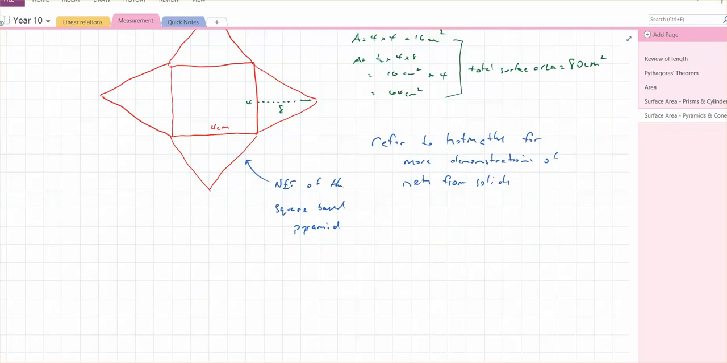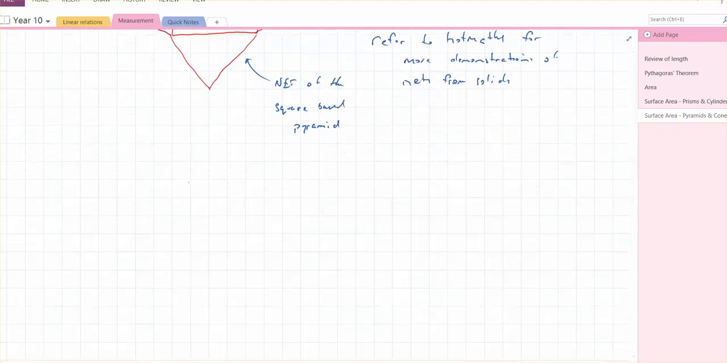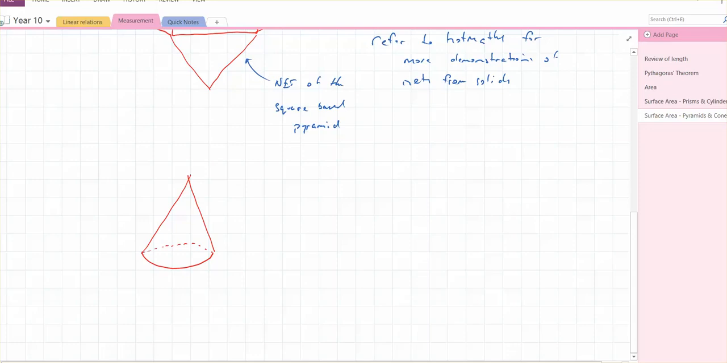Okay, what else do we want to look at? Let's have a look at cones. So draw a cone here, a bit like so. Now with a cone, we're going to need two things. We're going to need the radius. We're also going to need this thing here, which I'm going to call S, which is a slant height. So S equals slant height, not perpendicular height. Not this height down here, that's perpendicular height. S is the slant height, and R equals radius.